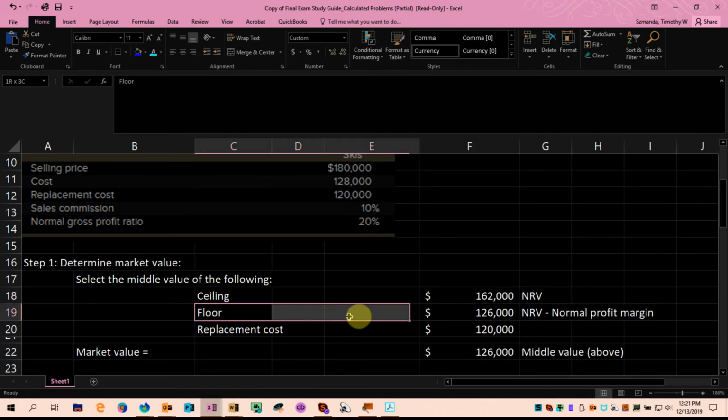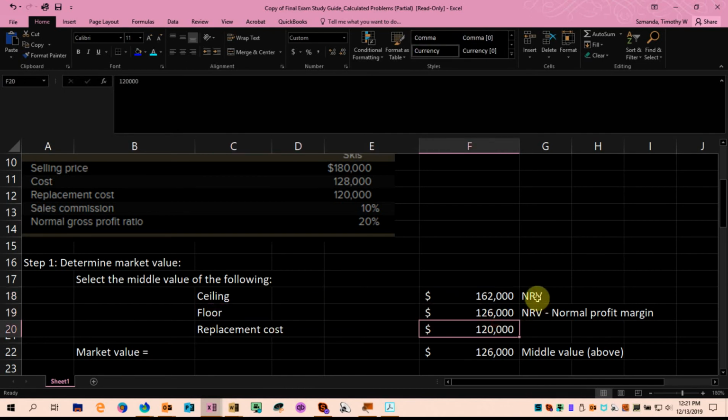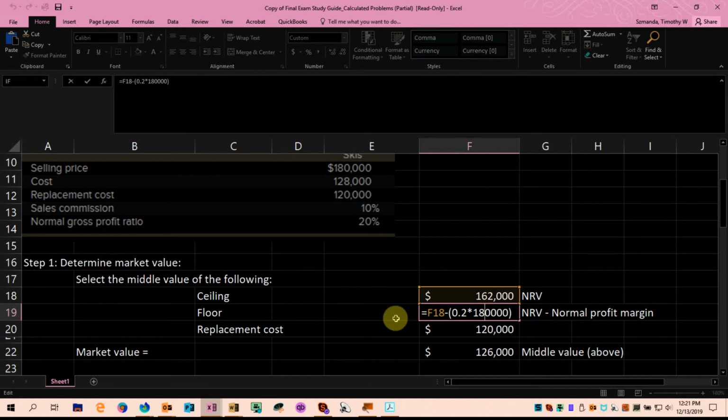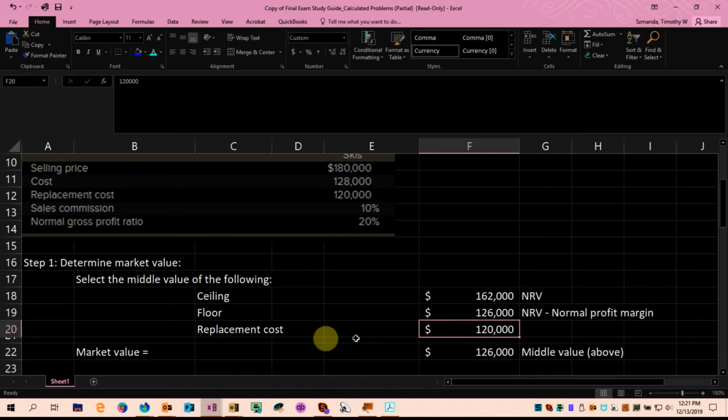Then you need to calculate the floor, which is the net realizable value less the normal profit margin. So in this case I took $162,000, the NRV, net realizable value, and then I deducted 20% of the sales price of $180,000 because the normal gross profit ratio is 20%. So the NRV less 20% of the selling price will give you the floor. And then finally the replacement cost is $120,000, and that's given to you.